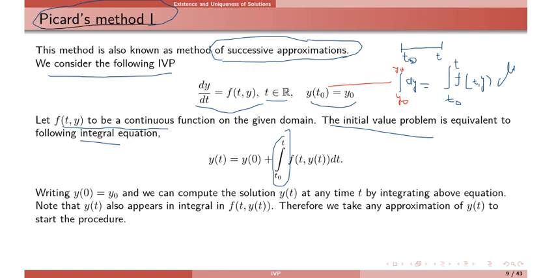So the integral of dy will be y, so y(t) at the upper limit minus y0. Take y0 to the right hand side. So y(t) equals y0 plus the integral from t naught to t of f(t, y(t)) dt. If this function is easily integrable, then you can find the exact solution. But if it is not, then we will proceed with successive approximations.